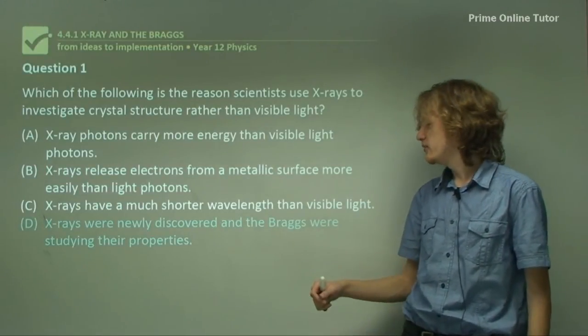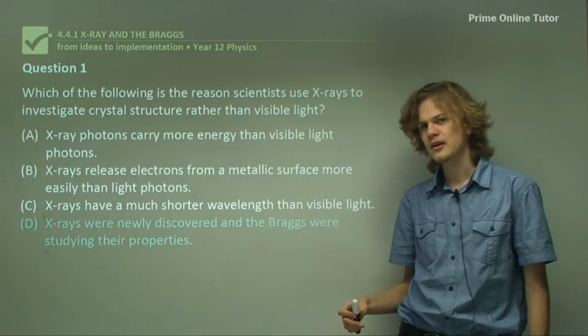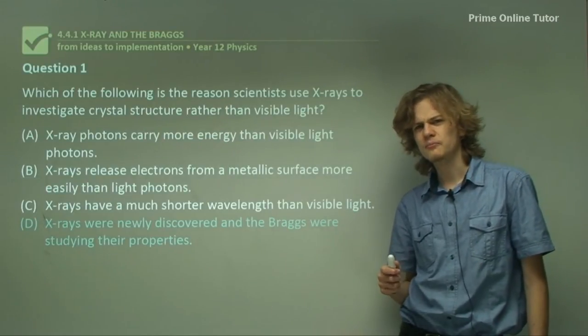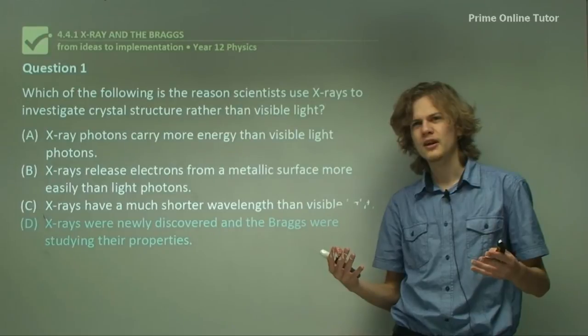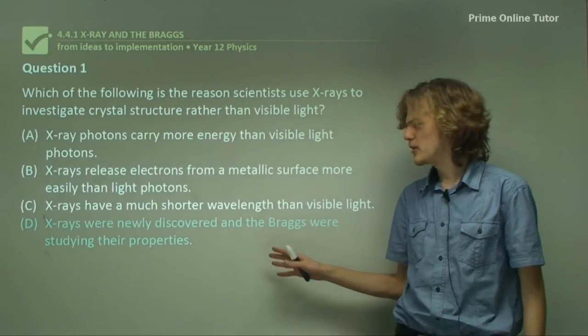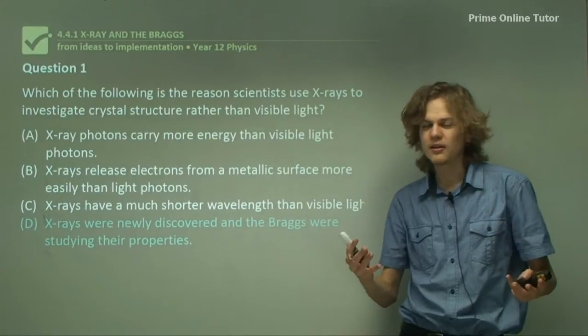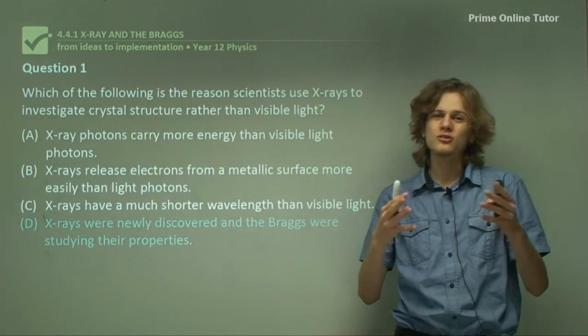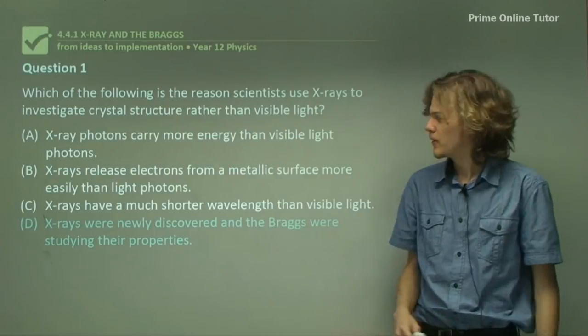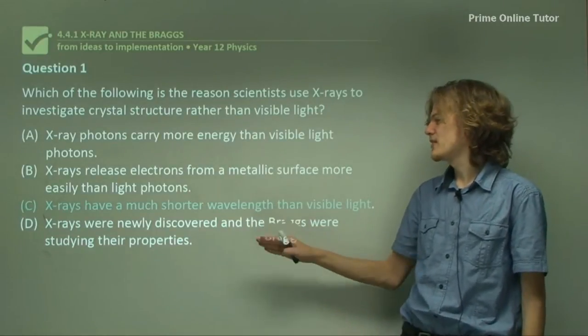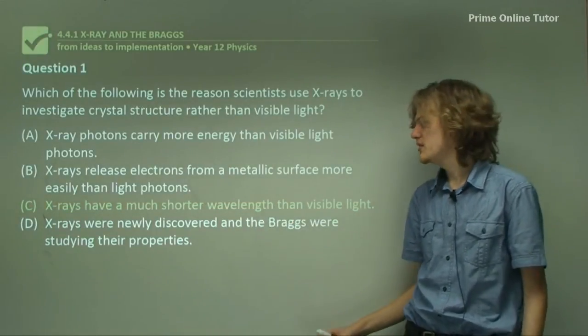Is it D? X-rays were newly discovered and the Braggs were studying their properties. That's not quite right either because Bragg first wrote down his law about 20 years after the discovery of X-rays. And so while, yes, they were experimenting, it's not really the reason they used X-rays instead of visible light. The correct answer, in fact, is that X-rays have a much shorter wavelength than visible light. So we see that C is the correct answer.